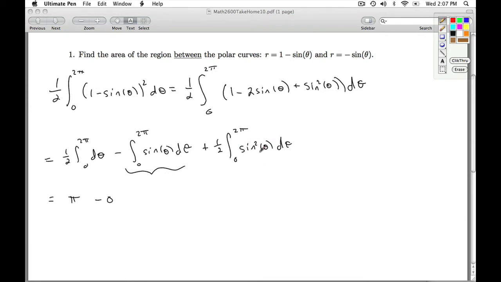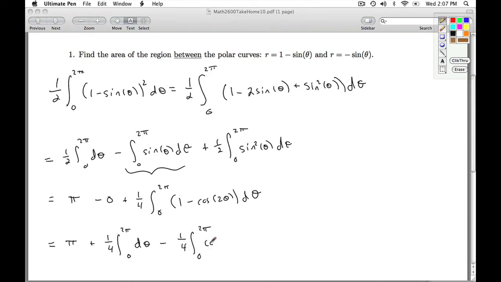What do we do here? We use our power reduction formulas. So sine squared theta is going to be 1/2 times (1 minus cosine 2 theta). Combine that with the 1/2 already out front. You get 1/4 integral 0 to 2 pi, 1 minus cosine 2 theta d theta. So I get pi plus 1/4 integral 0 to 2 pi 1 d theta, minus 1/4 integral 0 to 2 pi cosine 2 theta d theta.